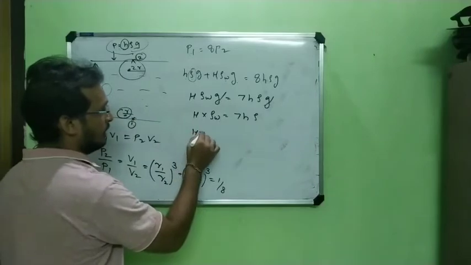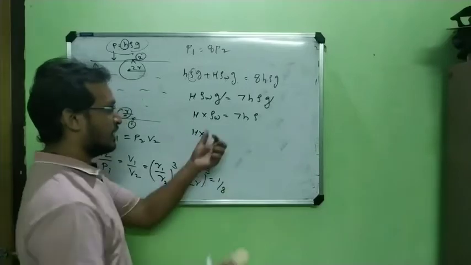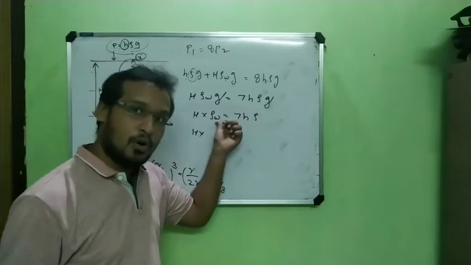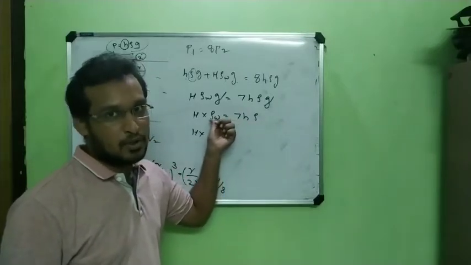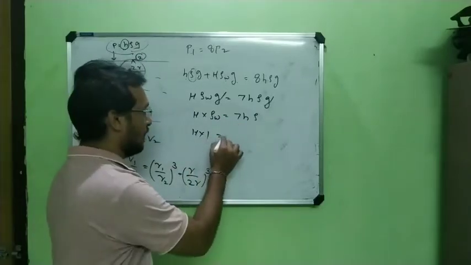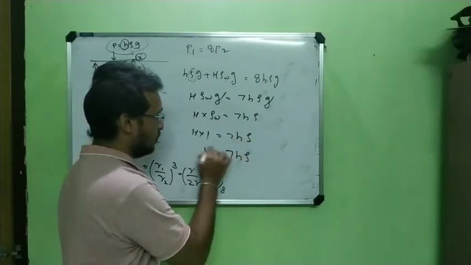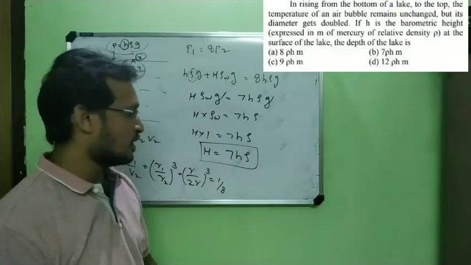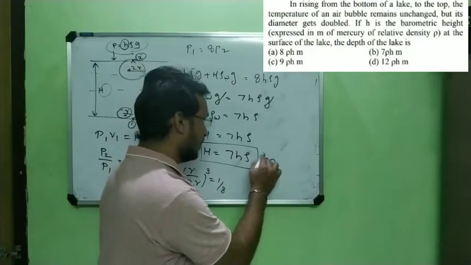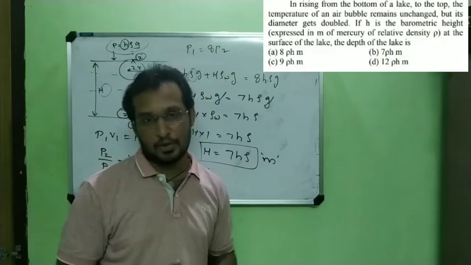What is the value of the density of water? It is 1 gram per cc. Or you can consider it as relative density, because the mercury density is not given. So rho W as relative density of water is equal to 1. So 1 equal to 7 into H rho, and capital H equal to 7 into H rho meters. Option B is the correct answer. It's a very good question. Note it.